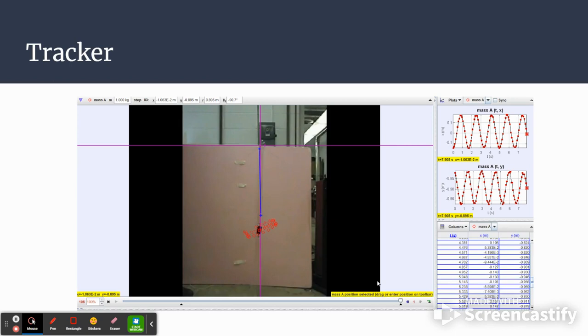As you can see here in Tracker, the fixed position is where the coordinate axis origin sits. Then you can see to the right that there is an oscillating motion. This is because of the spring, and you can see all the centers of mass that were tracked, and they were plotted in the x and y direction with time.